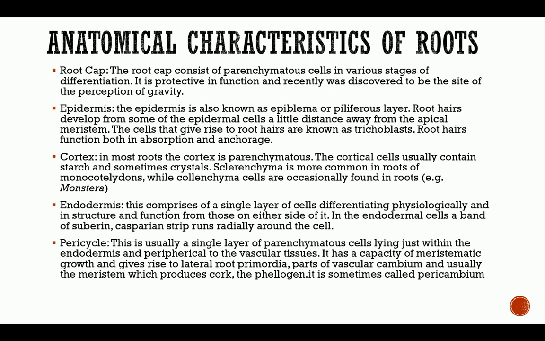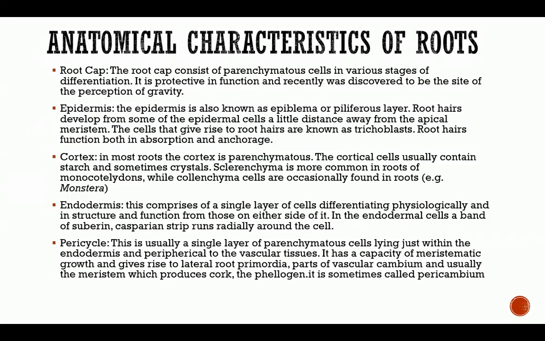What about the cortex? The cortex in most roots is parenchymatous. The cortical cells usually contain starch and sometimes crystals. Sclerenchyma is more common in roots of monocotyledons, while collenchyma cells are occasionally found in roots. So mostly the collenchyma is not found in roots. They are occasionally found, and not all plants have collenchyma in their root area. They contain both sclerenchyma and parenchyma, but not collenchyma, unless in rare cases, e.g. the Monstera plants.